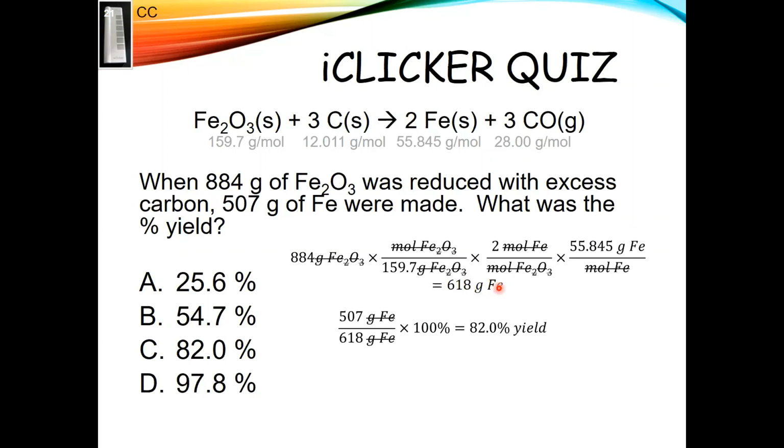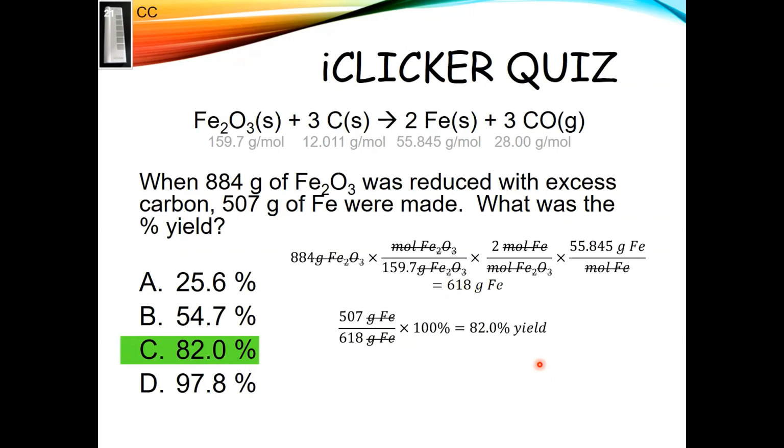But that's not how much we actually produced. We actually produced 507 grams of iron. So let's figure out our percent yield here. We're going to take our actual yield of 507, divide by our theoretical yield of 618, multiply by 100% to find that we got an 82% yield. Again, let us know if there's any problems there, if there's anything you don't understand.